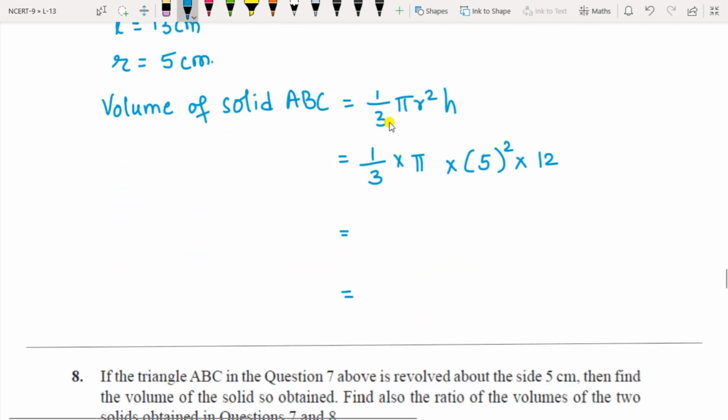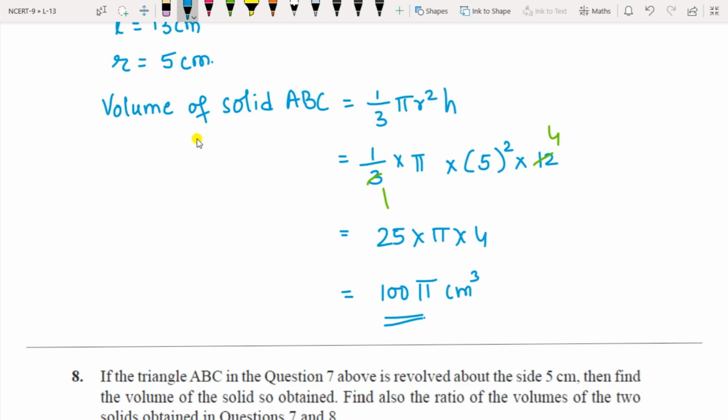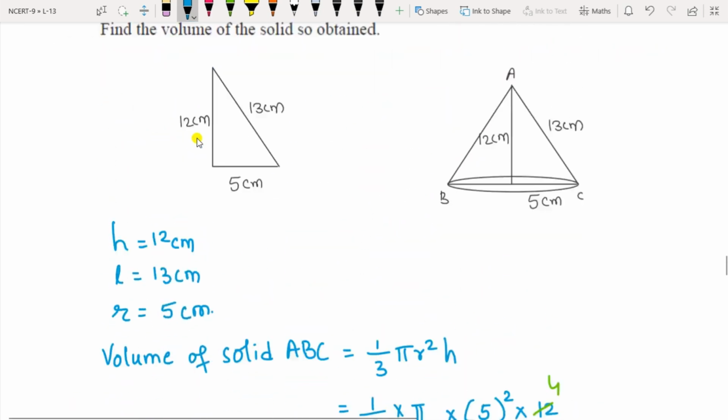So this will be 1 by 3 pi. Don't substitute the value of pi. And r square is 5 square and 12. So this becomes 3 1s are 3, 4s are 12. And therefore the remaining is here 25 into 5 into 4. So that is 100 pi centimeter cube, the volume of the solid for question number 7.